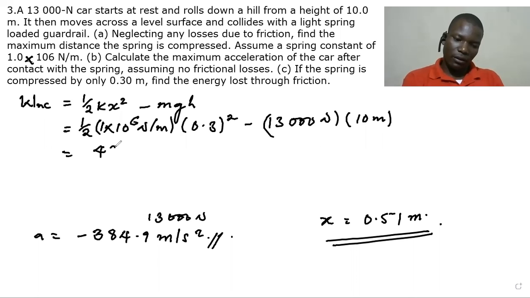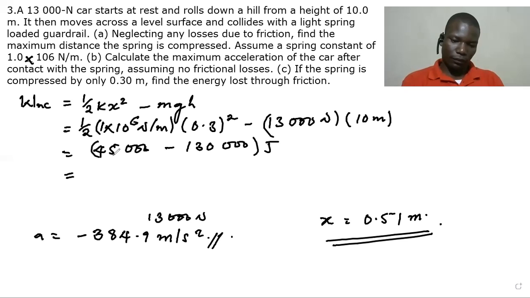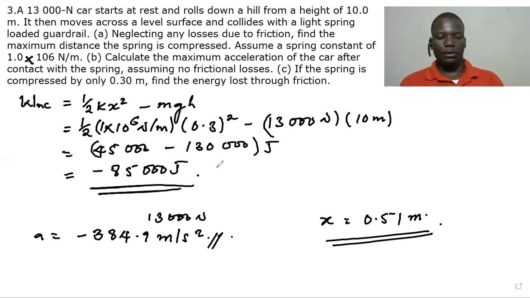so we have 45,000 minus 130,000. Okay, so this is joules, of course. So we have minus 85,000 joules. So this is the energy that is lost through friction.